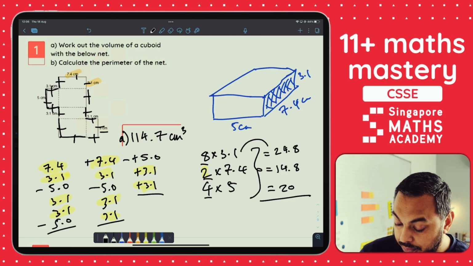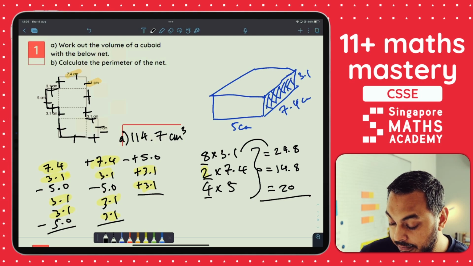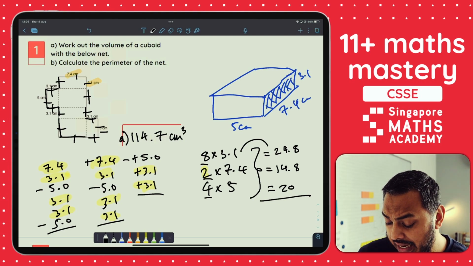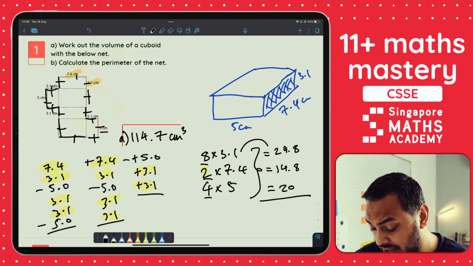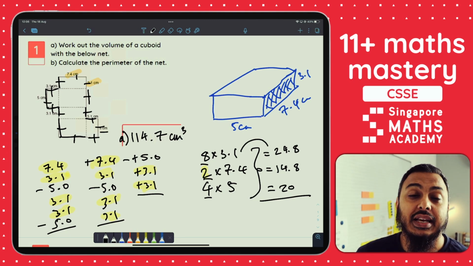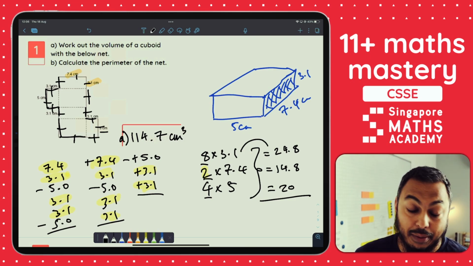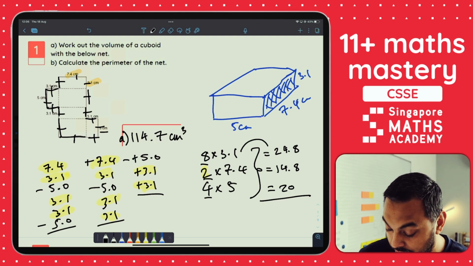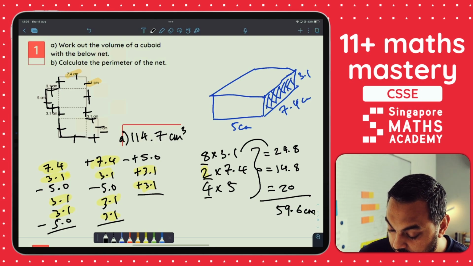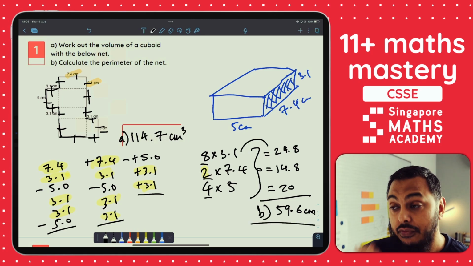So 14.8 plus 24.8 is going to be 39.6. 39.6 add 10 is 49.6, and another 10 is 59.6. So 59.6 centimeters is the perimeter, and that's our answer for B.